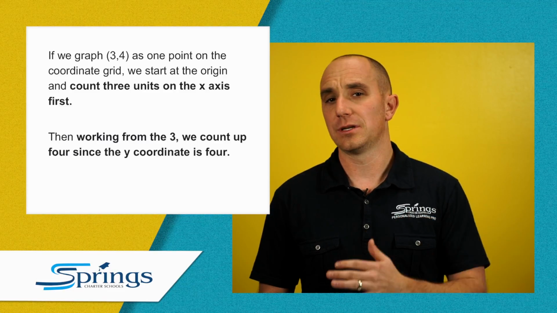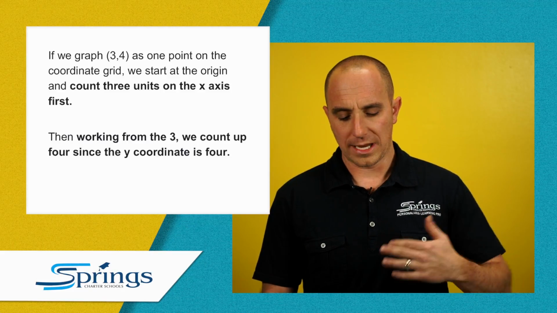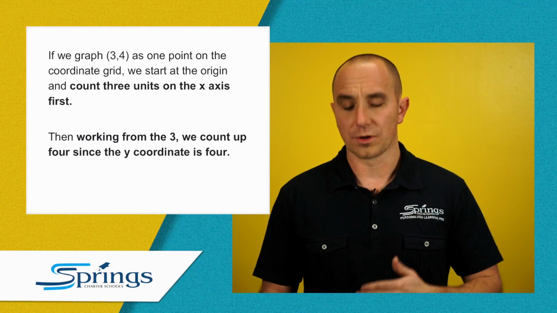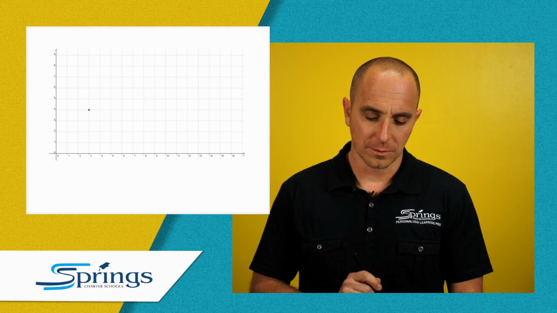We count 3 units on the x-axis first. Then working from the 3, we count up 4 since the y-coordinate is 4. All right, so we're going to demo this to give you a better idea. Okay, so I'm going to use red here. Hopefully you'll be able to see it.